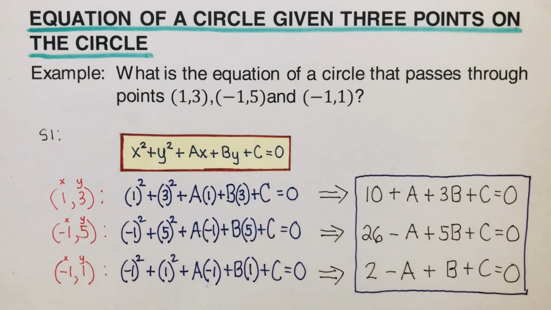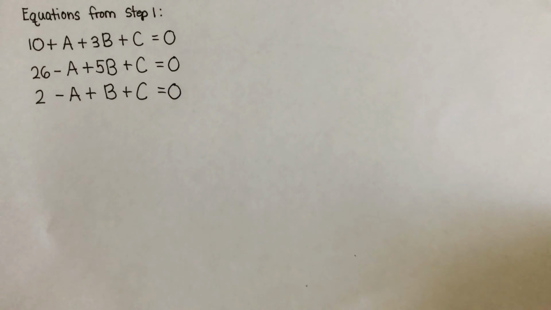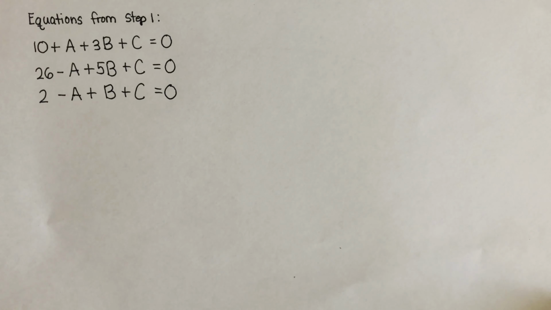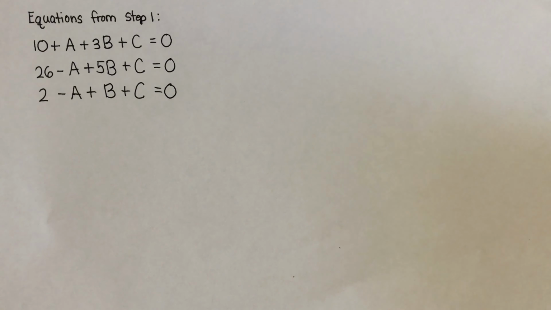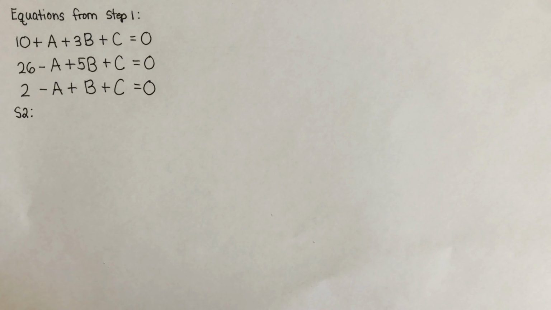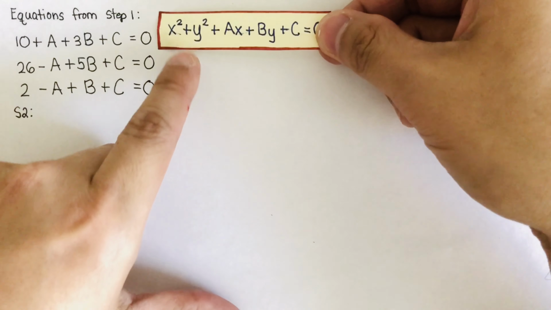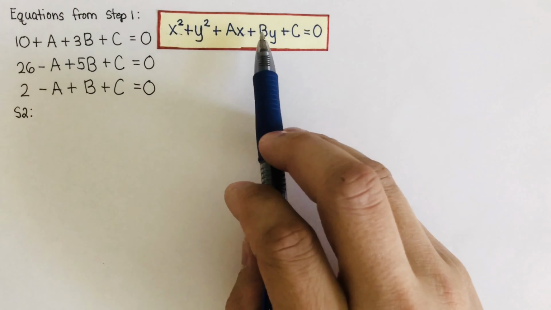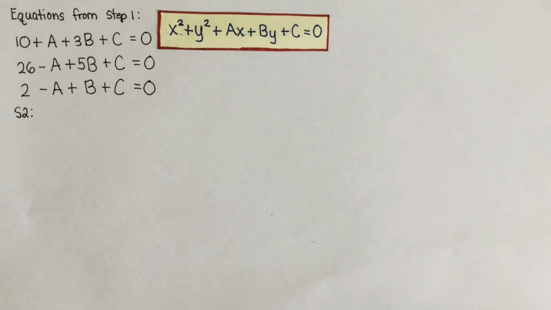Okay, so we are going to use this. Let's move on to the second step here. I have written here the three equations that we got from the first step. We are going to need these in order to solve for the circle. For the second step, we're supposed to solve for A, B, and C, because once we have A, B, and C, we can plug them into the general form here and come up with the equation of the circle.